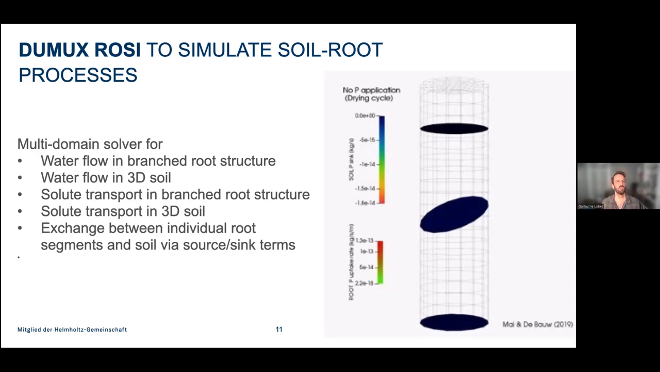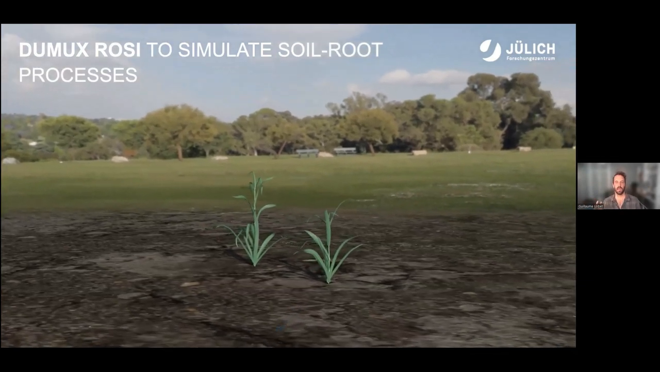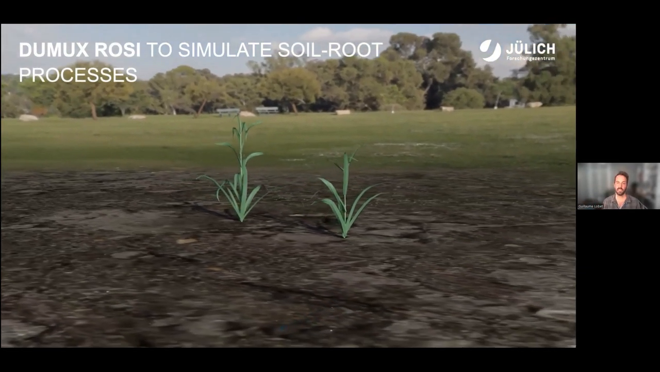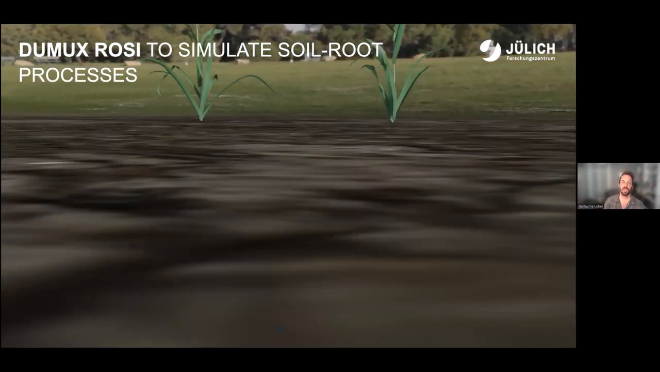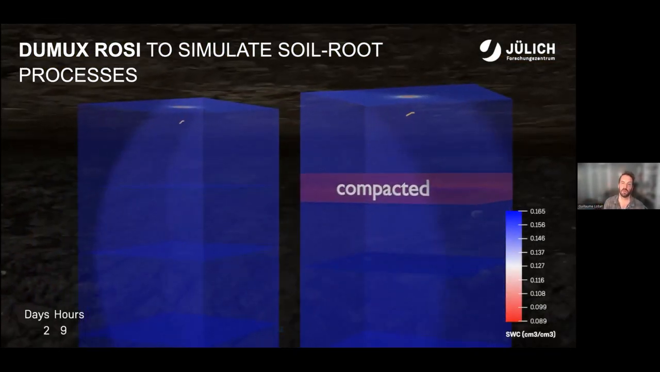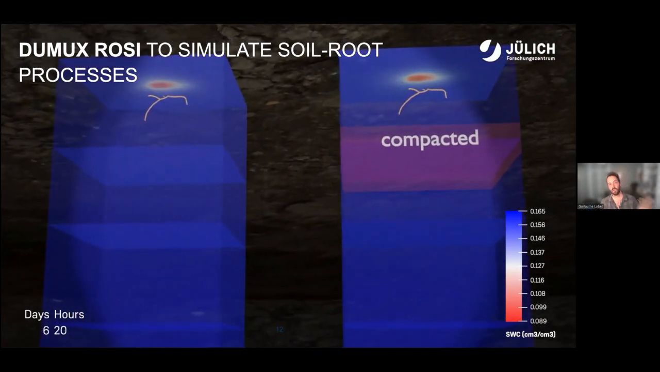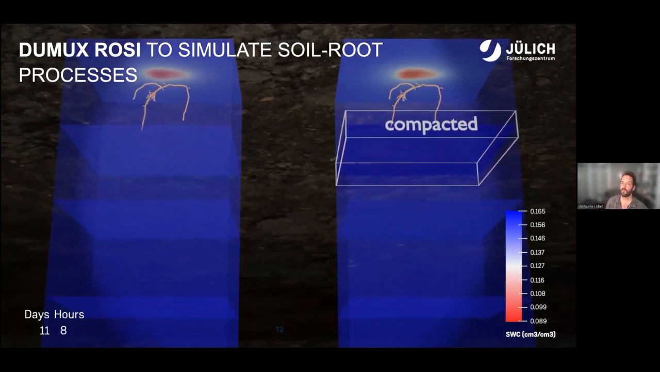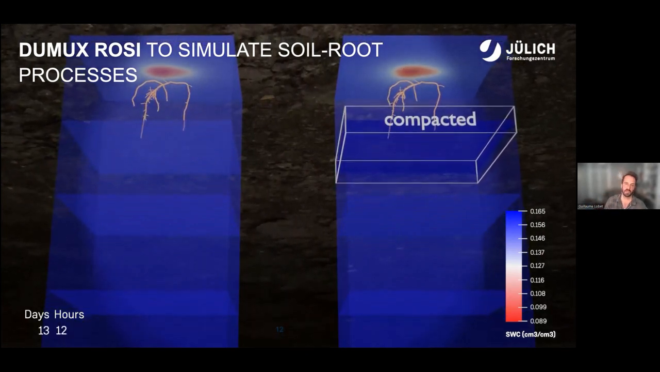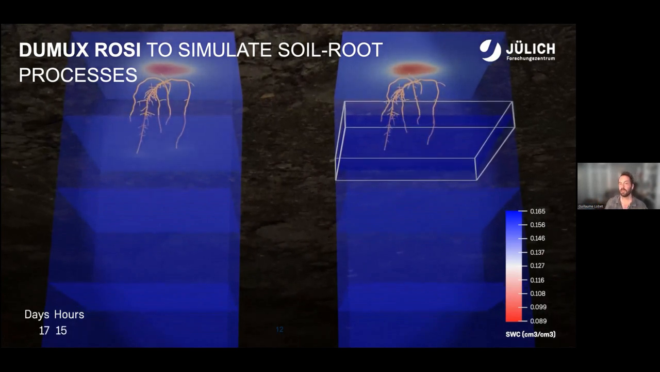With that Dumux-Rosie model, we can actually integrate the plants and the soil. We actually go directly to this one. And so we can really see the interaction between these two different processes. Here in this video, what you see is a simulation of the plants and the root growth in both uncompacted soil on the left and compacted soil on the right. Compacted soil is much harder, that might be due to plowing practices.